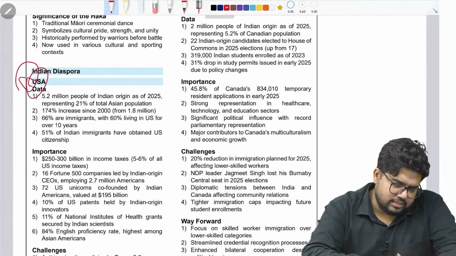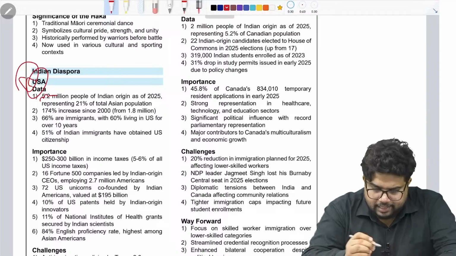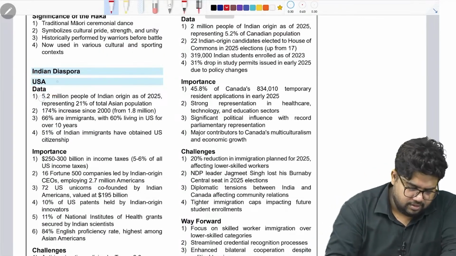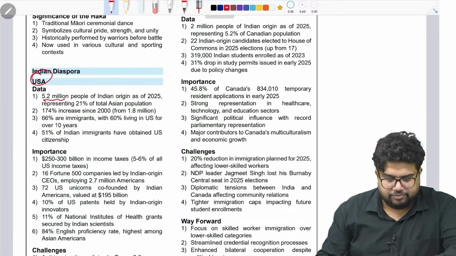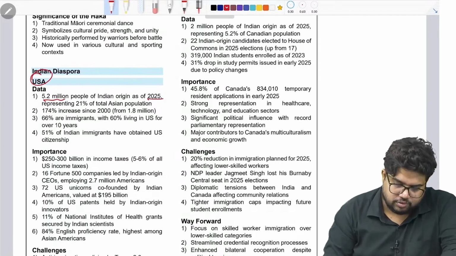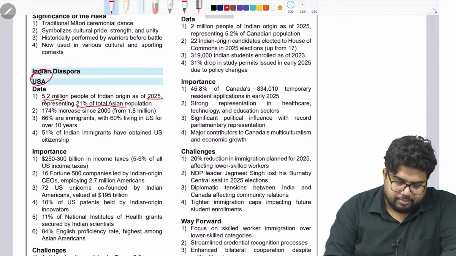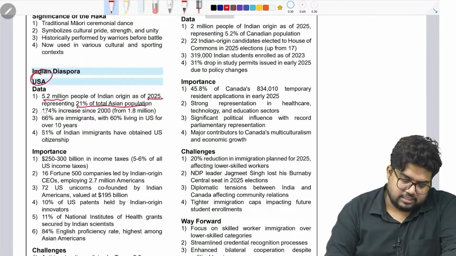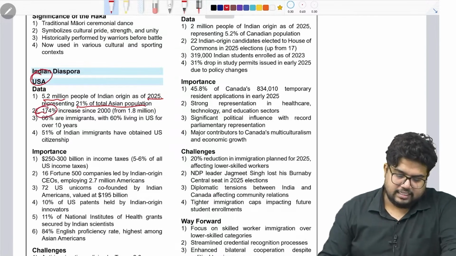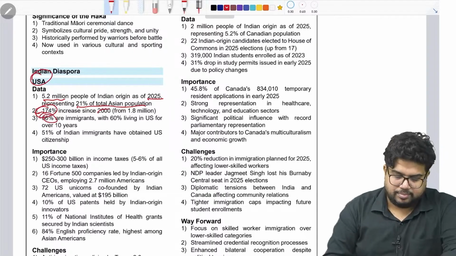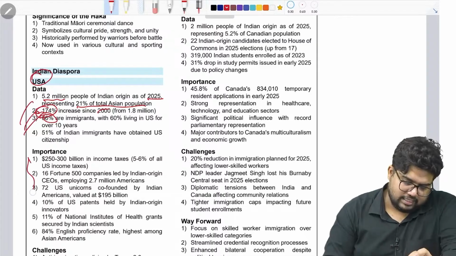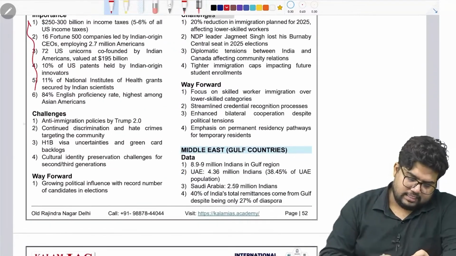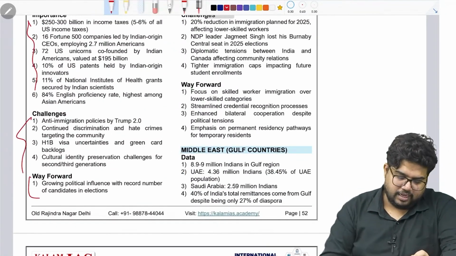In the US the number is 5.2 million people of Indian origin as of 2025. That is 21% of the total Asian population in the US, and a 174% increase since 2000. So all these numbers are quite important. What is their significance? What are the challenges faced by them and the way forward?